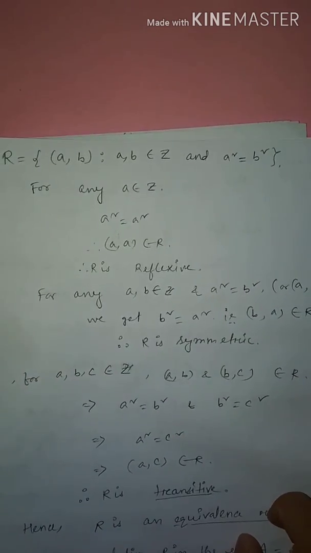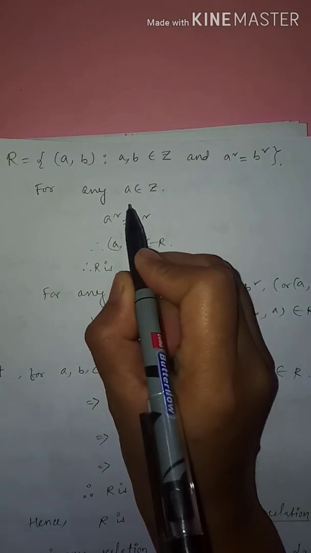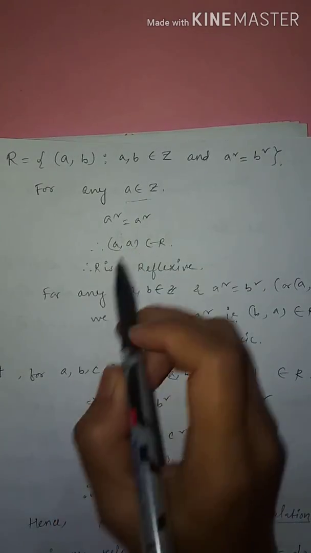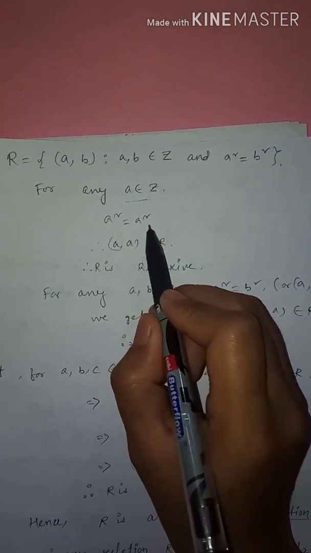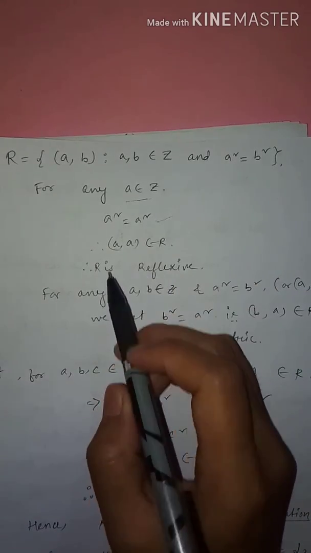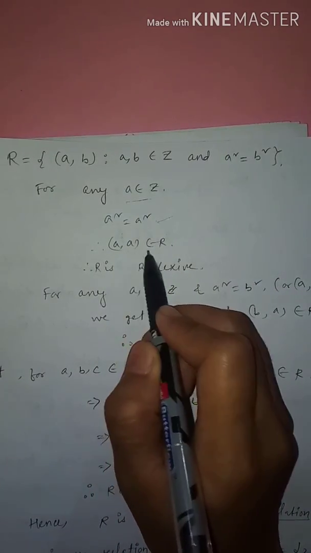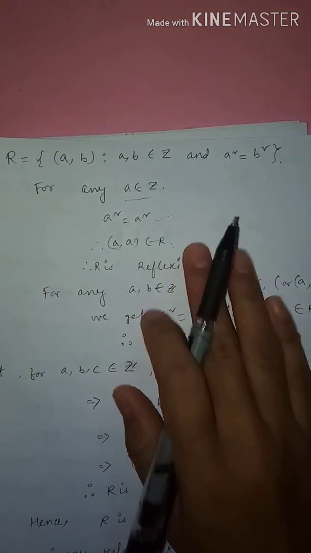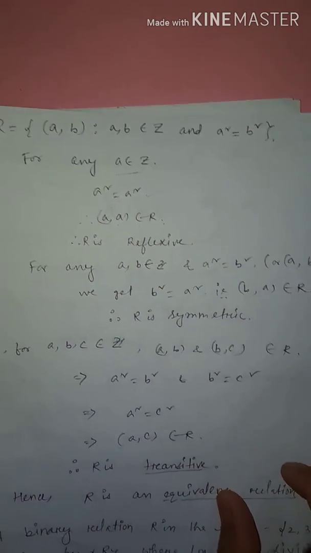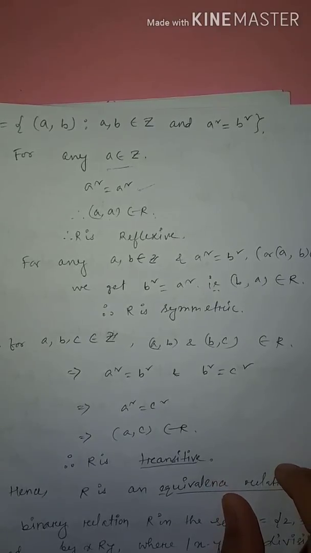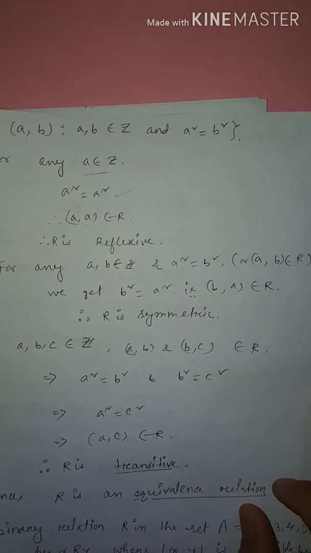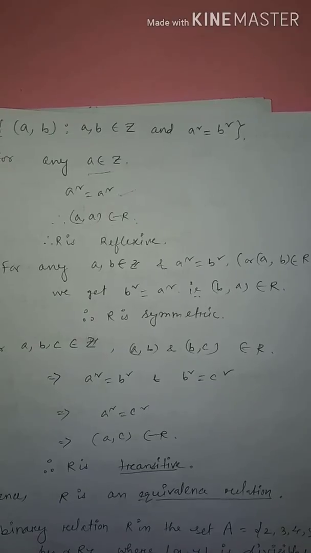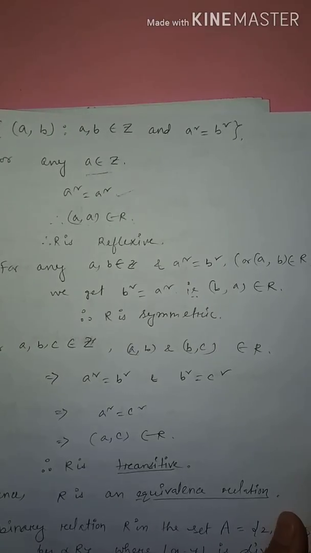For any integer A belongs to Z, we can write it as A square equal to A square. So the element A comma A belongs to this relation. Therefore R is reflexive. This is very obvious. Now for symmetricity, for any two elements A and B belonging to the set of integers, let us take A square equal to B square. That means ordered pair AB belongs to R.